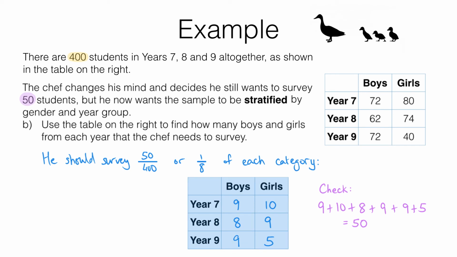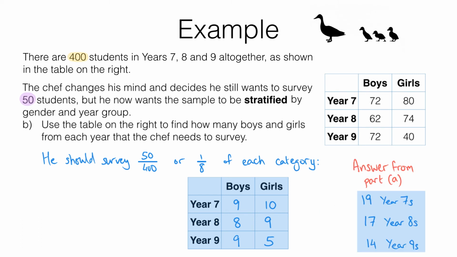It's interesting just to compare this to what we had before, so I'll just bring that in here. Notice how the total number of year 7s we are surveying in part B is 9 plus 10, which is 19, exactly what we got in part A. And for year 8, we are surveying 8 plus 9, which is 17, again, the same as what we got in part A. And in part B for year 9, we are surveying 9 boys and 5 girls. That's a total of 14 year 9 students, exactly what we got before. And that's not a coincidence.